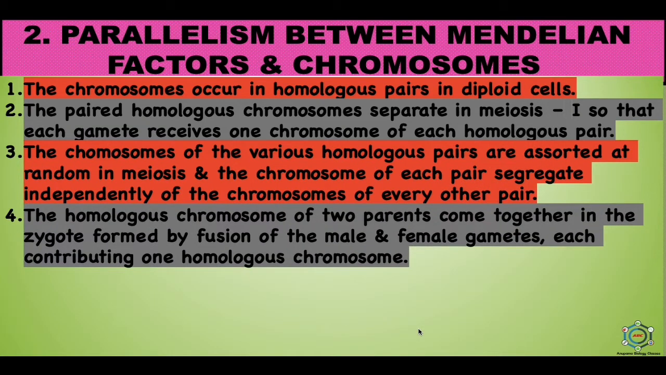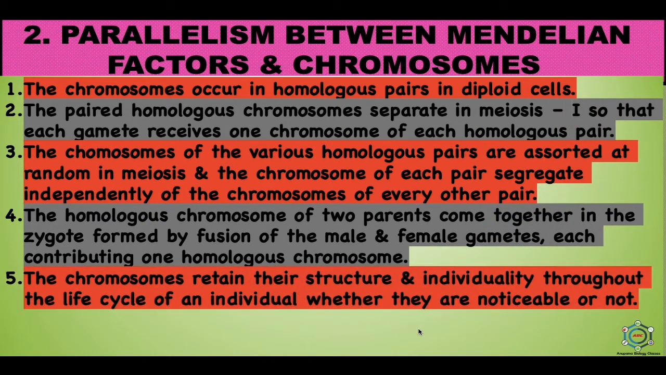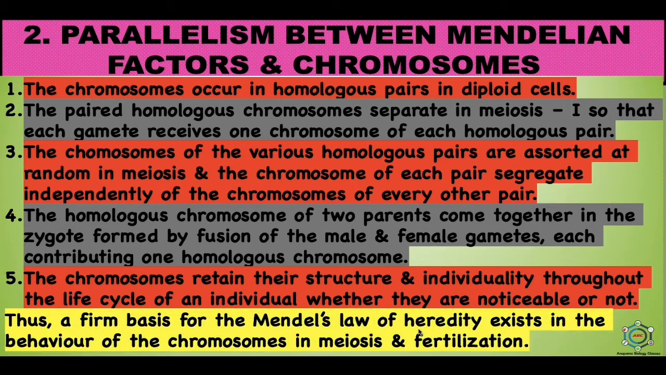The homologous chromosomes of two parents come together in the zygote formed by the fusion of male and female gametes, each contributing one homologous chromosome. The chromosomes retain their structure and individuality throughout the life cycle of an individual, whether they are noticeable or not. Thus, a firm basis for Mendel's law of heredity exists in the behavior of the chromosomes in meiosis and fertilization, and paved the way for the chromosome theory of inheritance.